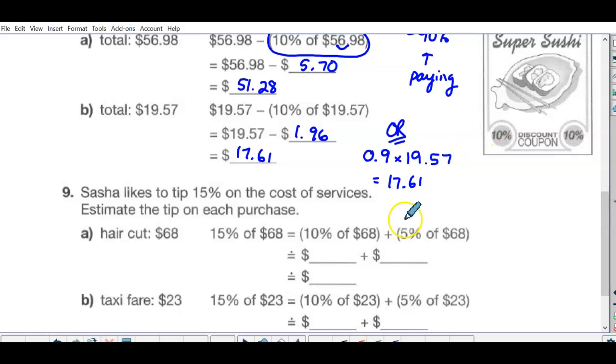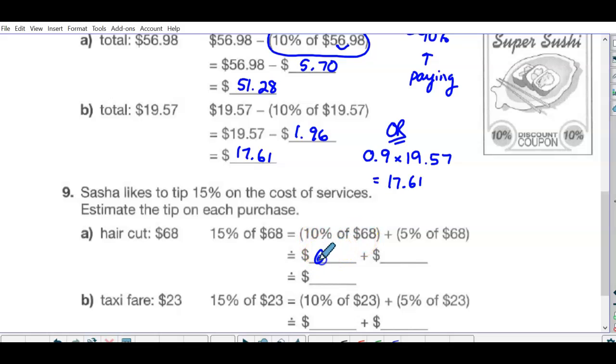Okay, Sasha likes to tip 15% on the cost of services. That's pretty common. Estimate the tip on each purchase. So a haircut of $68. So you want to calculate 15% of 68. Now the way that they've done it, they've split that into parts as if you maybe didn't have a calculator.